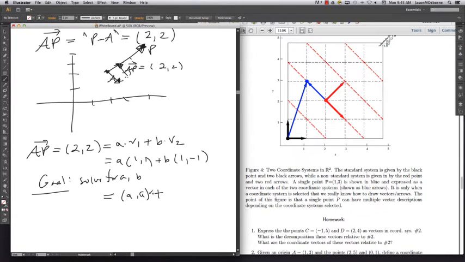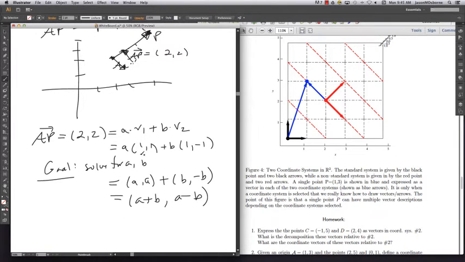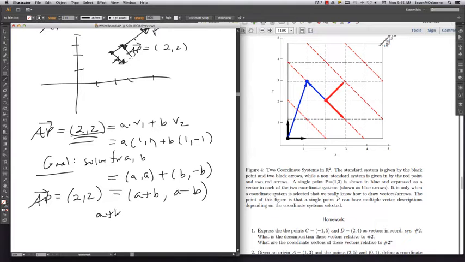A times 1, 1 is A, A. B times 1, negative 1 is B, negative B. I'm going to add these together to get A plus B, A minus B. Okay. And we want this to equal the vector 2, 2, because I'm trying to split the vector A to P up into its pieces. So this tells me that A plus B has to equal 2, and this tells me that A minus B also has to equal 2.